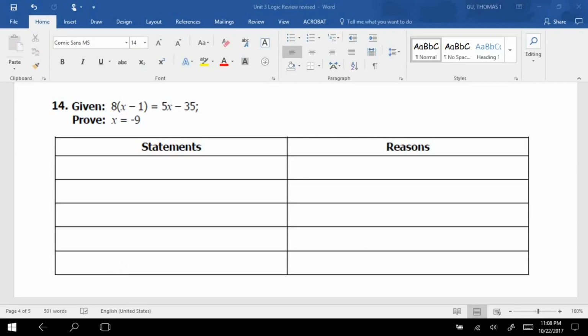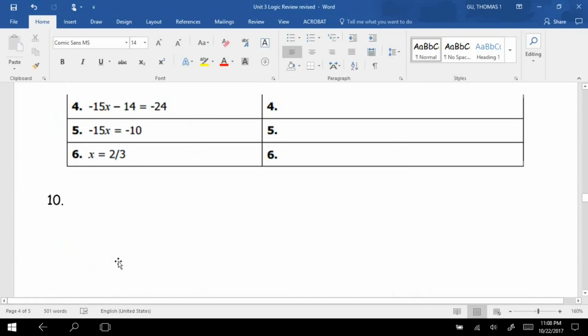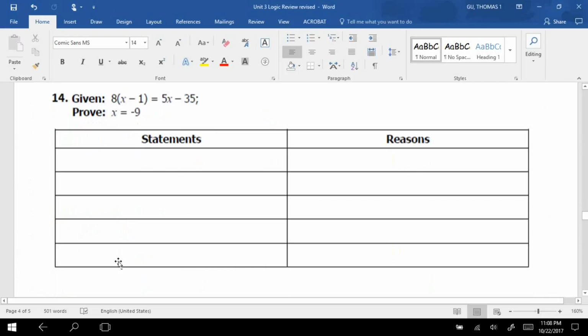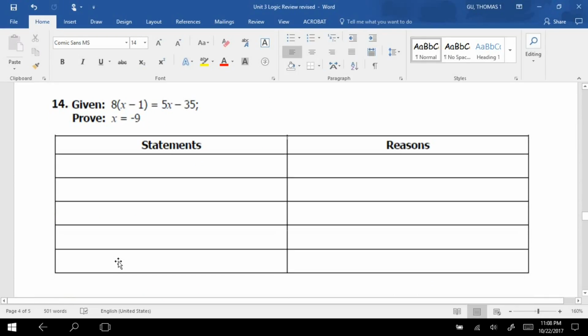All right, the next one would be number 14. Looks like the numbering's a little off. And 14, wow, they just gave it to you straight up empty, straight up to my face. Okay, so here we go. Let's start this one off.